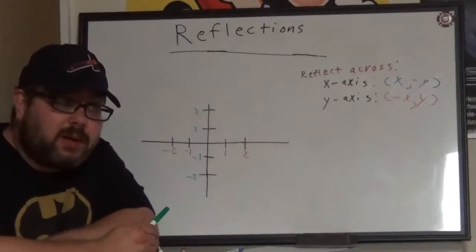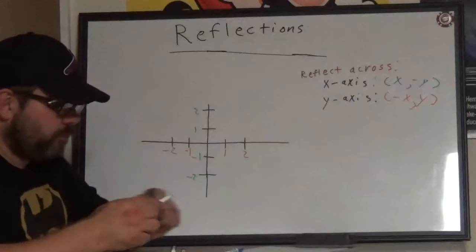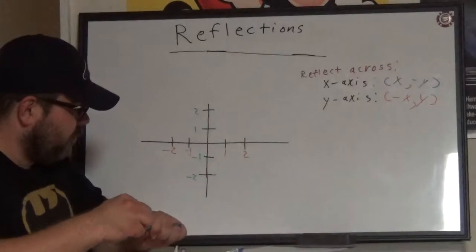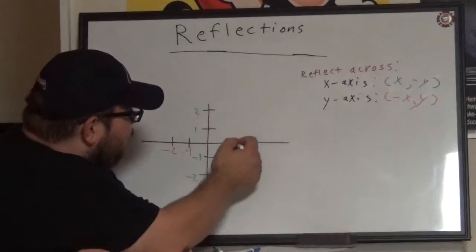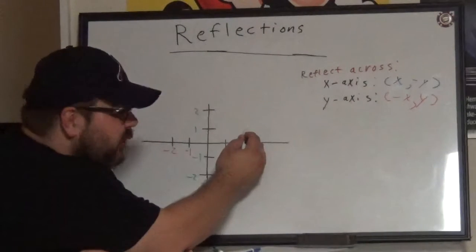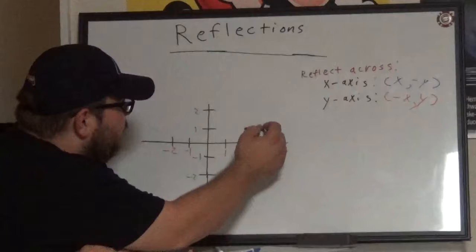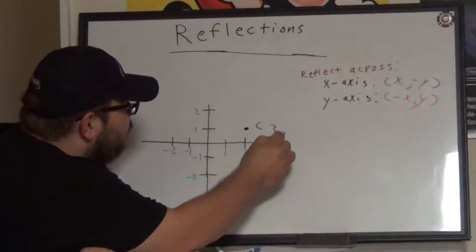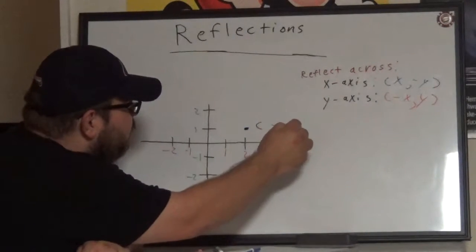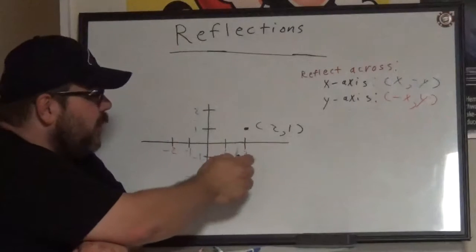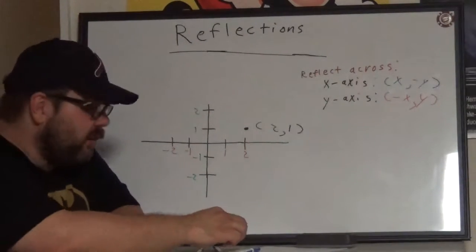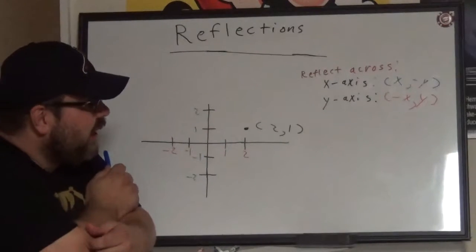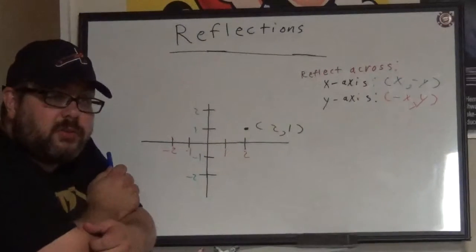So let's start by making a point. I'll make a point, how about here? It seems like a good spot. That is 2, 1. So over 2, up 1. And let's reflect that. Let's reflect it first across the x-axis and then across the y-axis.